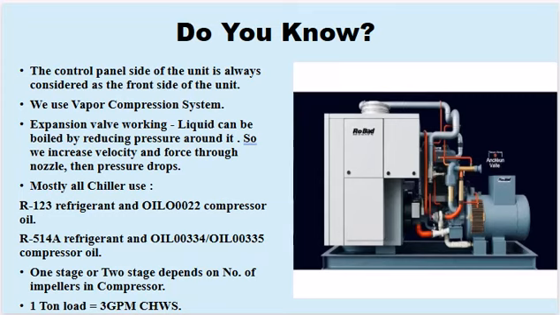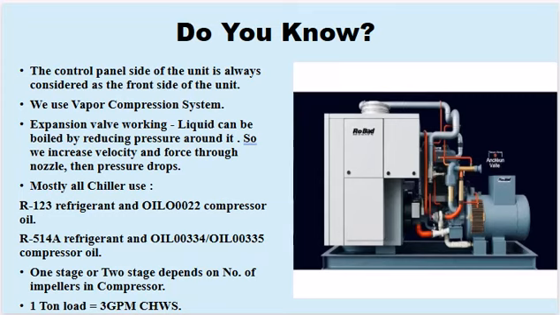Most chillers use either R123 or R514A refrigerant. These are like the fuel that makes the cooling happen. They also use special oils called oil 00022 or oil 00334/oil 00335. The number of stages in a chiller depends on how many impellers are in the compressor. Think of impellers like fans that push the refrigerant through the system.